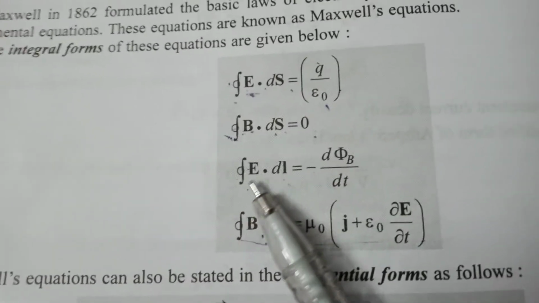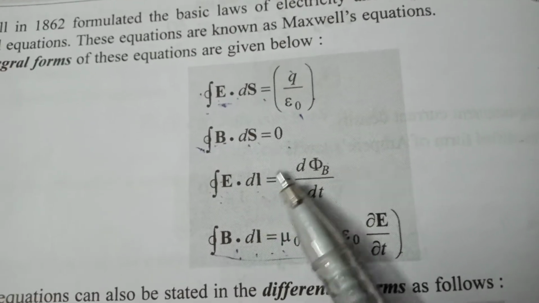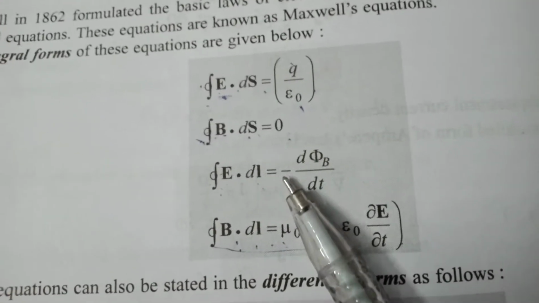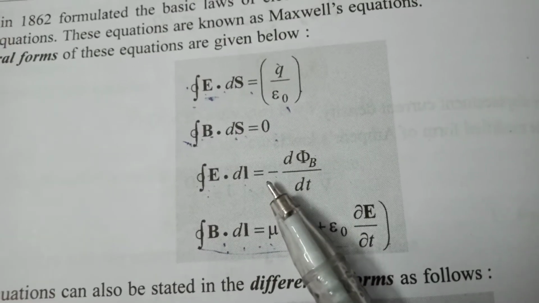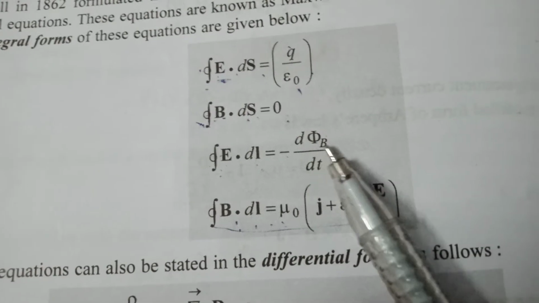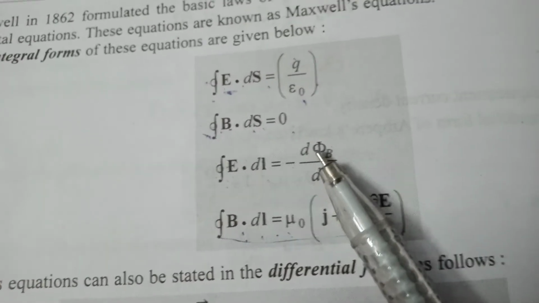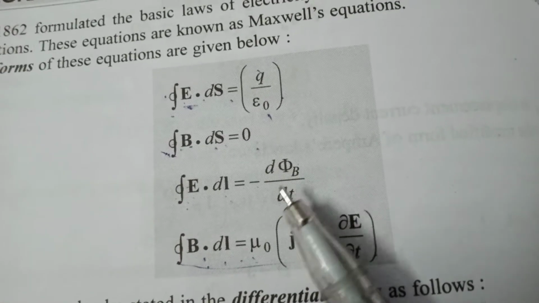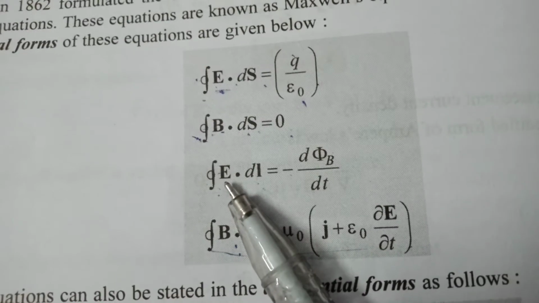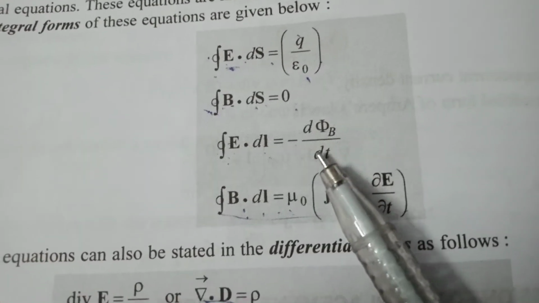The third one, integral E dot dl, that is over a line, a particular part of a conductor, is minus d phi B by dt, that is rate of change of flux. Phi B is magnetic flux. This is electric field, relation between the two, the third law.